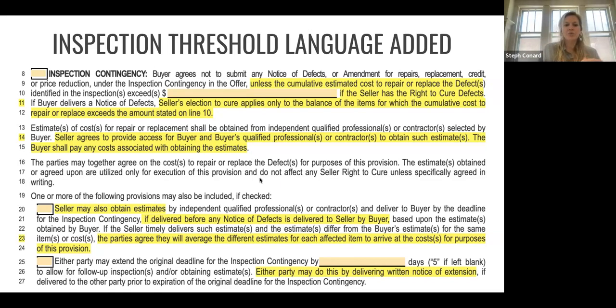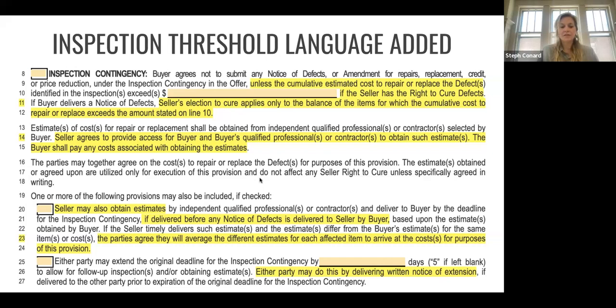So line 20, seller may also obtain estimates by an independent qualified professional and deliver to the buyer by the deadline for the inspection contingency, if delivered before any notice of defects is delivered to the seller by the buyer. So this is giving the seller the option to obtain their own estimates as well. So I would say as a buyer's agent, you might want to include that. Again, it's an extra nicety for the seller to have that ability to obtain their own estimates and not solely relying on the buyer's estimates.